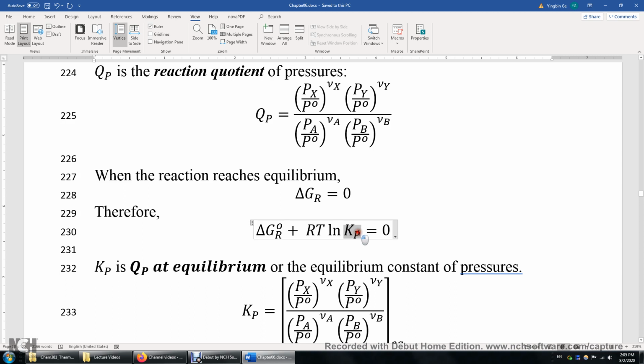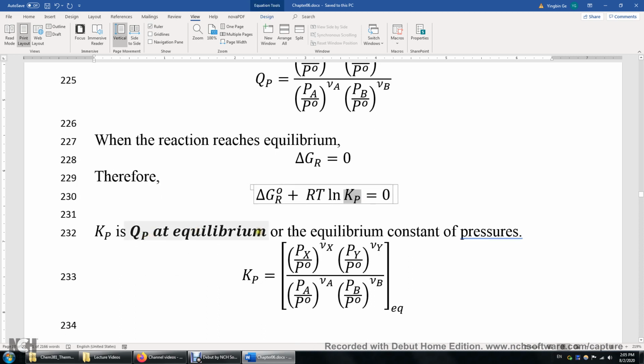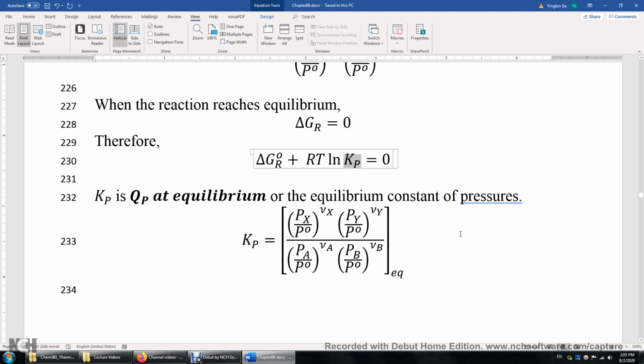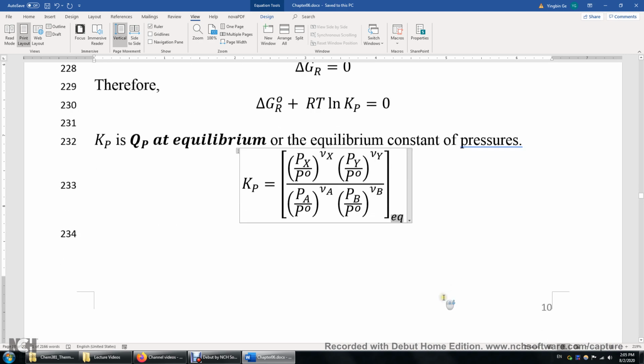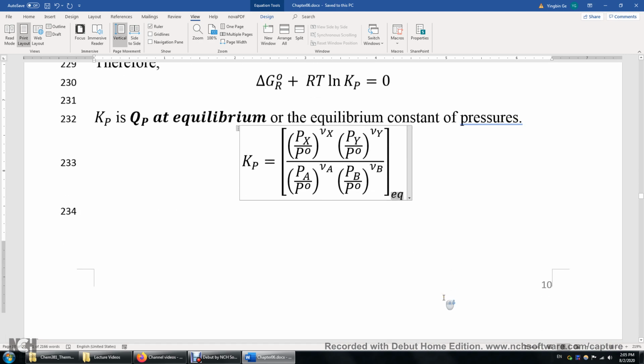And also, when the reaction reaches equilibrium, this Q sub P at equilibrium, we call that the equilibrium constant. The notation is K sub P. So K sub P is Q sub P at equilibrium, and it's called the equilibrium constant of pressures. So the formula of K sub P is almost exactly the same as Q sub P, except that we need to put equilibrium in the subscript to emphasize that K sub P is Q sub P at equilibrium.